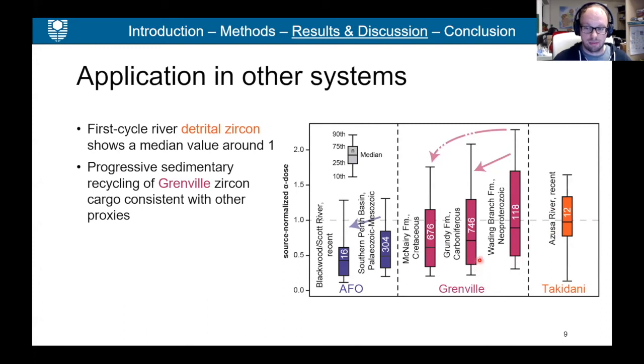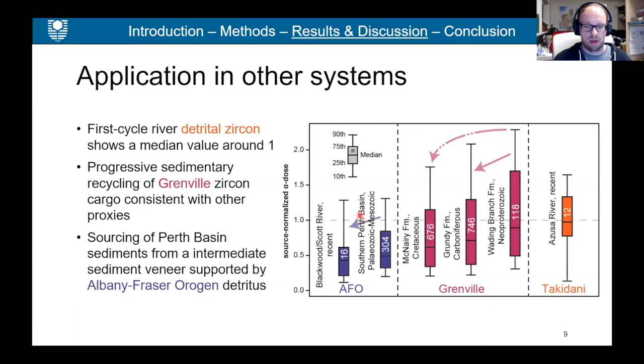Then we look at an ancient sedimentary system. We look at Grenville-derived detrital zircons in the US. So this is one of the prime examples for sedimentary recycling, and people have used diagenetic monazite to prove these recycling relationships before. And we find a similar trend. We see this stepwise decrease of the 90th percentile, which we interpret as showing the removal of labile grains. Similar for the Perth Basin, comparing to the Blackwood River, where we also see a decrease, probably a bit less prominent, but also lower numbers here.